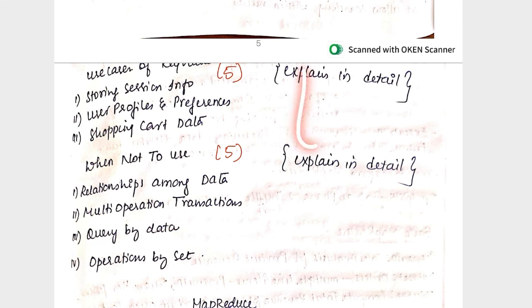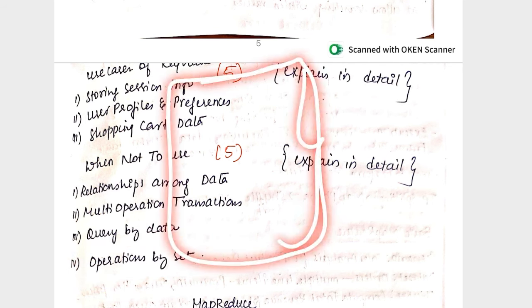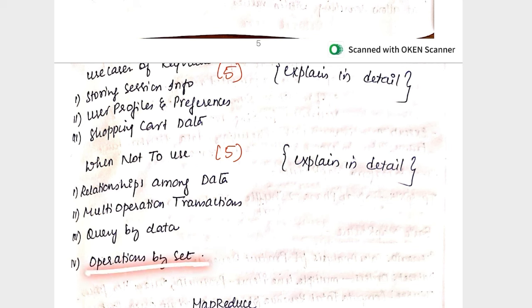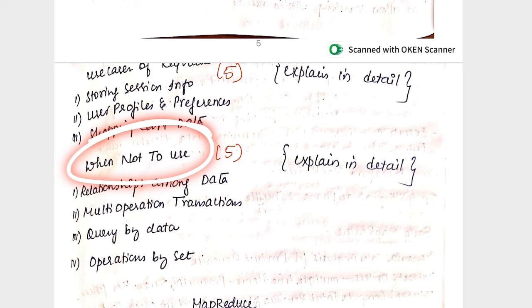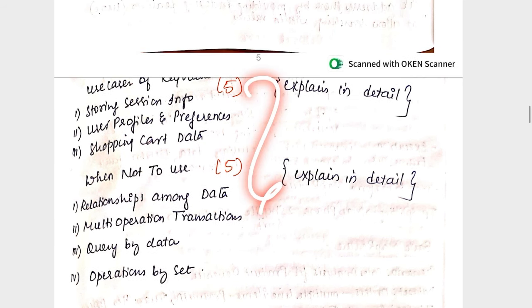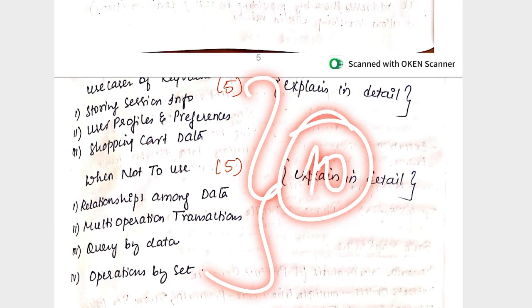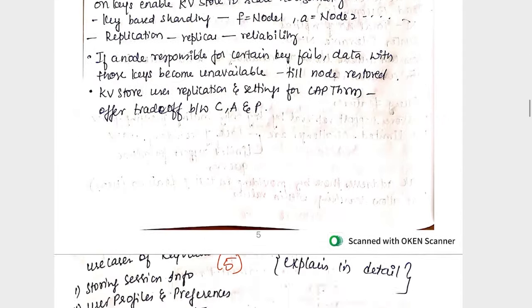So if you are trying to operate certain sets of data, then again it becomes difficult. It is not suitable for such conditions. So these were the drawbacks, or when not to use key value stores. Both of these could be asked for 5 marks, or it could be clubbed with other questions also. So this was all about key value stores.